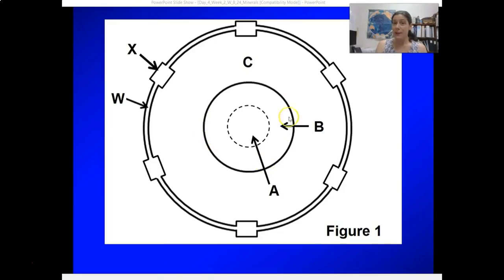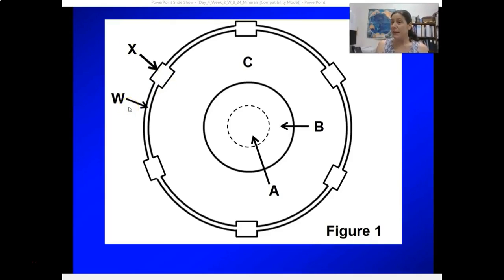This line marking the boundary between the mantle, which is C, and the core, it doesn't have a name as far as I'm aware. It's this line right here marking the boundary between the crust, which is W and X, and the mantle, which is C. That line, that is the MOHO.